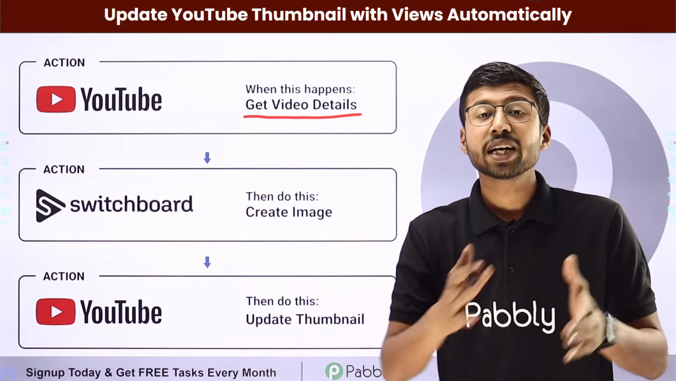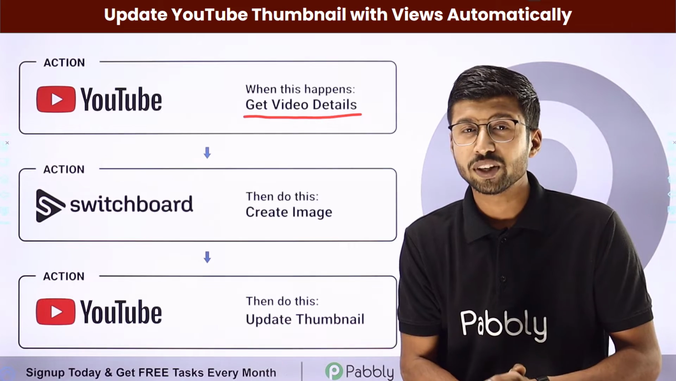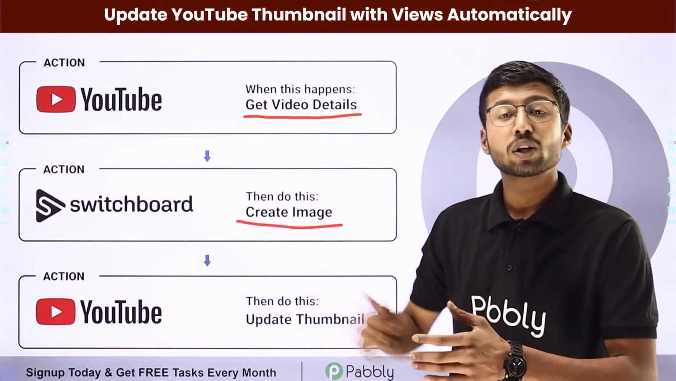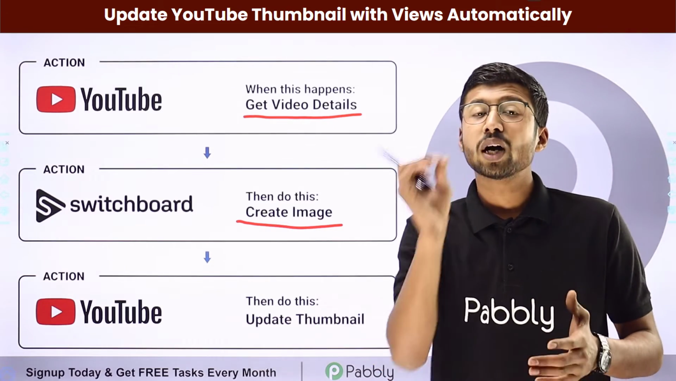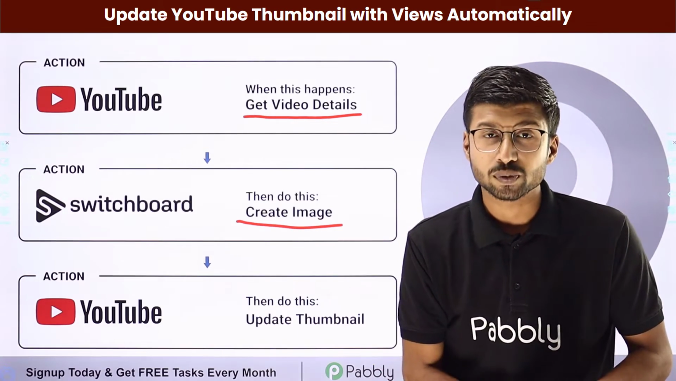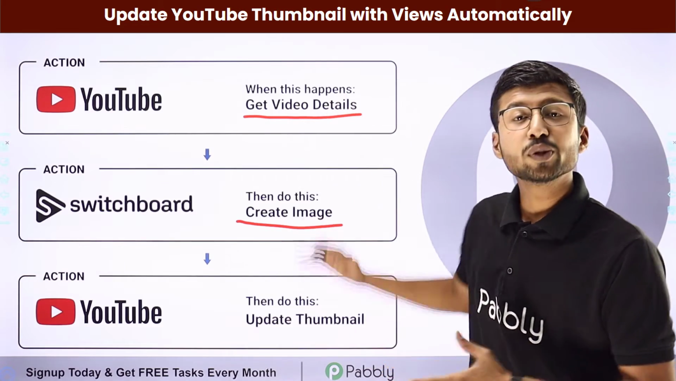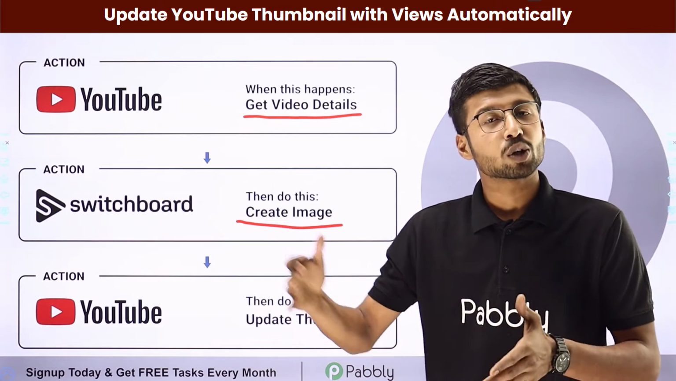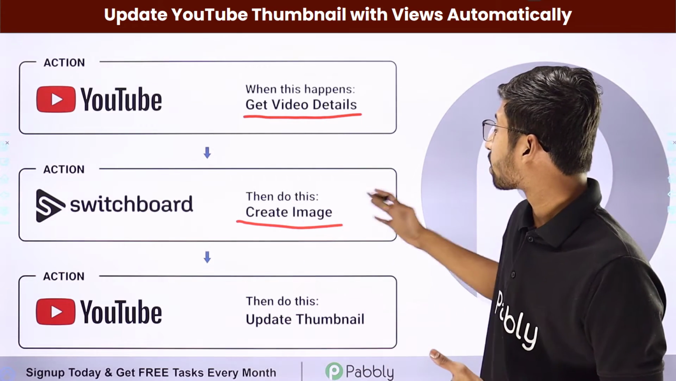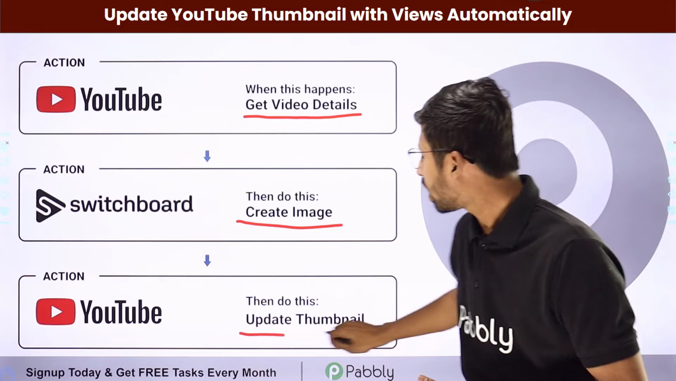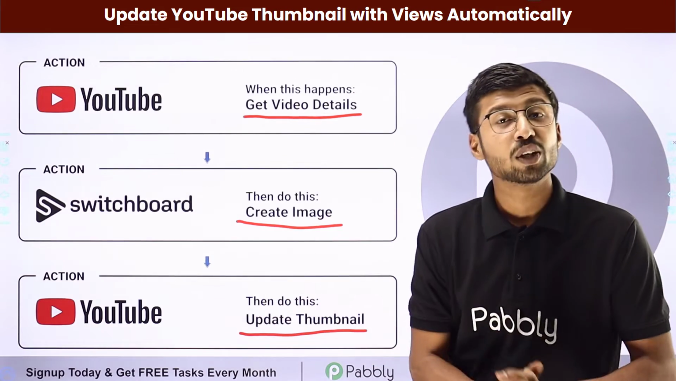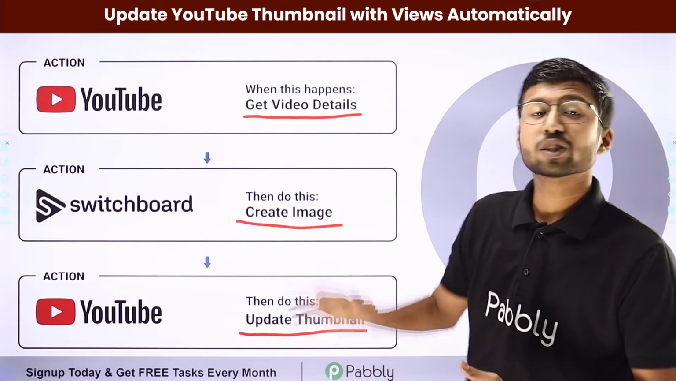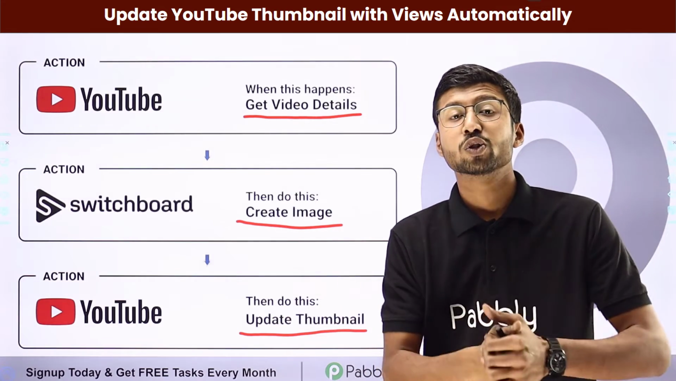Then after getting the view count, the statistics of that video, we are going to update a thumbnail image using Switchboard Canvas. And in that thumbnail, we are going to update the current view count of the video as well. Like if your video got 50,000 views, we are going to update 50k views on that particular thumbnail. And using the same automation, we are going to update the same thumbnail on our YouTube video as well, at the very same video with the updated view count. So using this automation, you can completely automate this process of updating the view count on your YouTube video thumbnail.